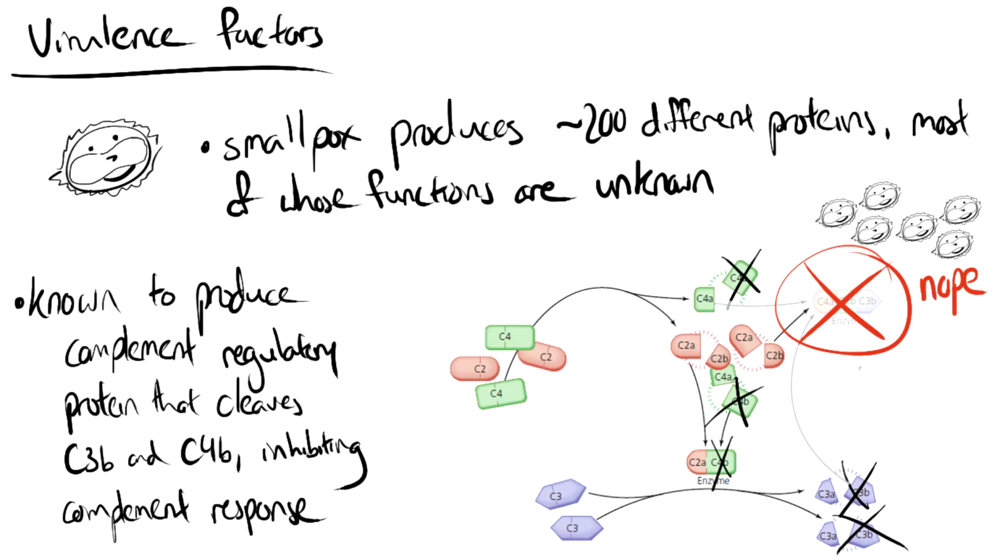Oh snap. So smallpox produces over 200 different proteins and most of them have unknown functions. It's got some known virulence factors though. It's known to produce complement regulatory proteins that cleave C3b and C4b and it inhibits the complement response. That's pretty good for smallpox.